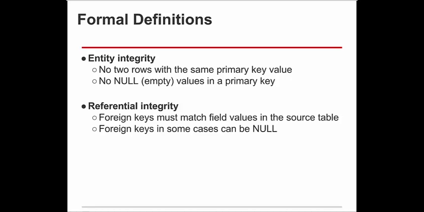Here are some formal definitions of two terms we just mentioned. Entity integrity, which really means that no two rows have the same primary key value, and that there are no null or empty values in a primary key. Referential integrity, which we just mentioned: foreign keys must match field values in the source table, or the reference table, however you want to refer to it. However, foreign keys in some cases can be null, and that's dependent upon the particular issue that table is trying to implement.